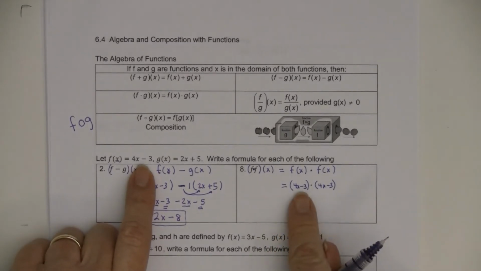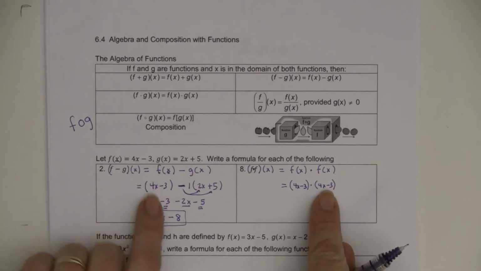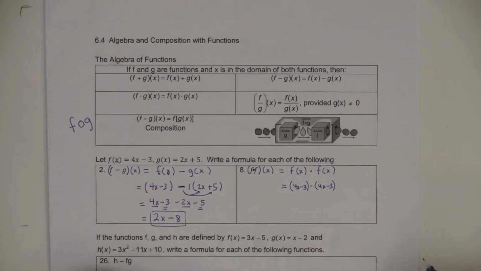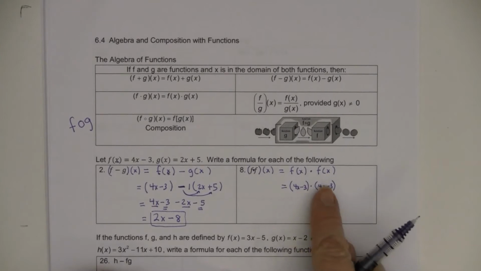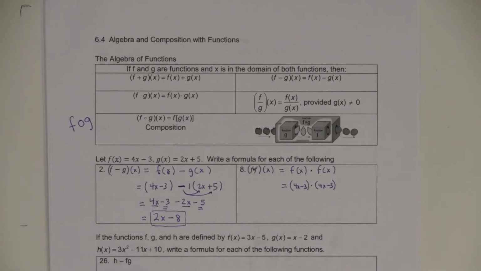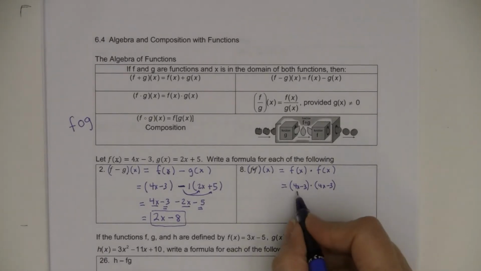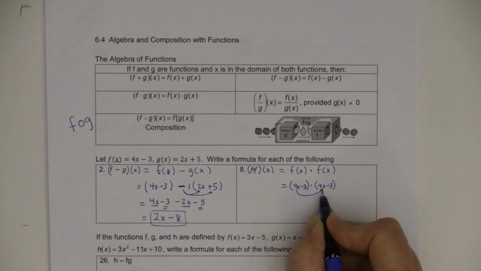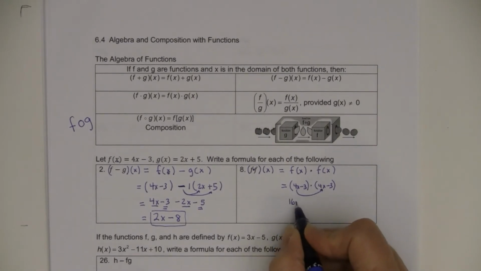And when you multiply a binomial times a binomial, you use FOIL. You might recognize that since these are the same, there was a fancy formula that we learned in chapter 4, but I have to admit that I don't use the fancy formula, I just use FOIL. So 4x times 4x is 16x squared.